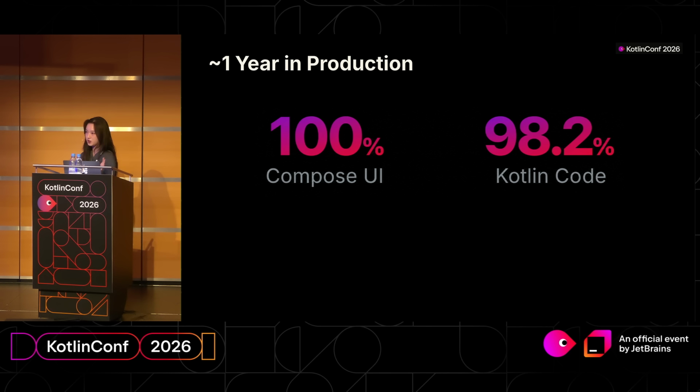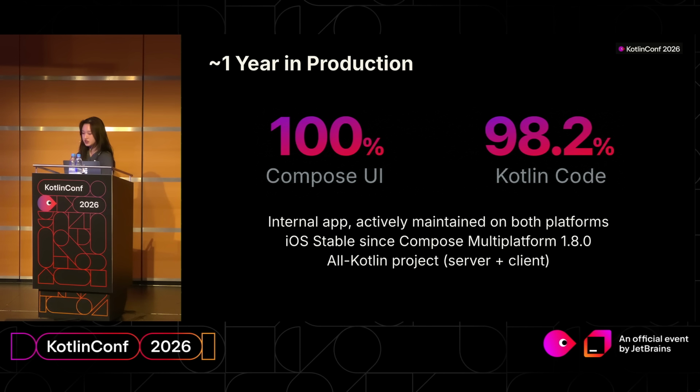And Compose Multiplatform 1.8.0 shipped just about exactly a year ago, and that release promoted iOS to stable. And the timing worked out for us. On the App Store side, we have never been rejected for using CMP. Kotlin Native is ahead of time compiled into native binary, so as far as App Store review is concerned, it goes through the same path as a Swift or Objective-C app. The one thing to keep in mind is the privacy manifest for your third-party SDKs, but that's an Apple requirement for any iOS app, not something CMP introduces.